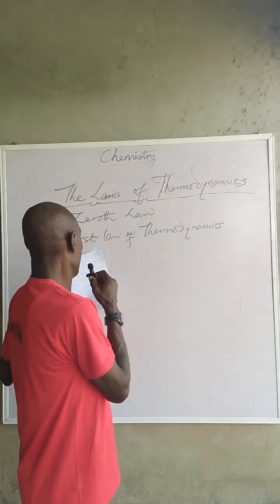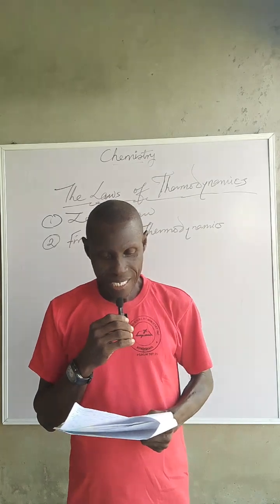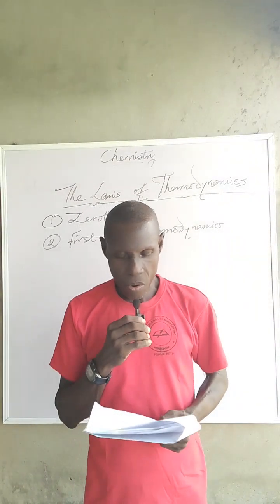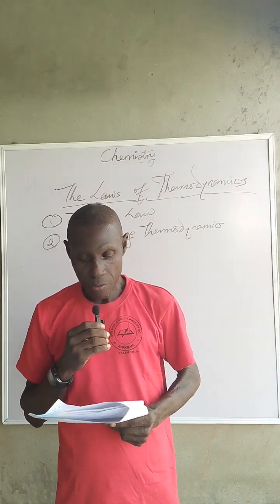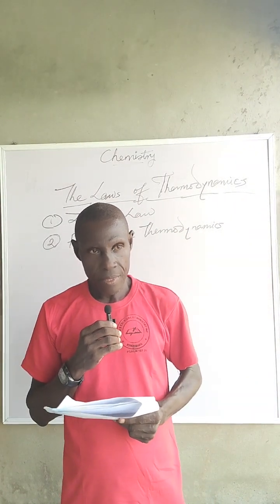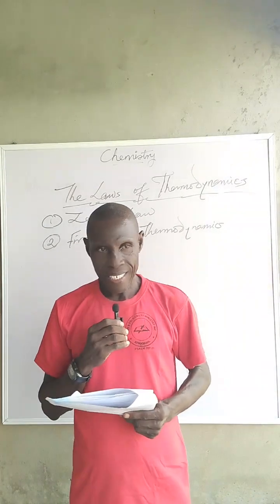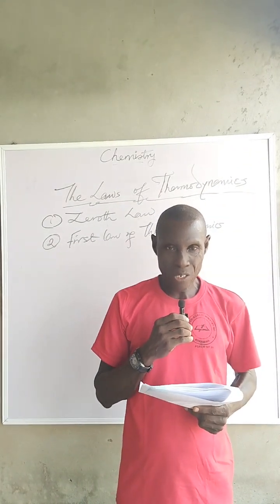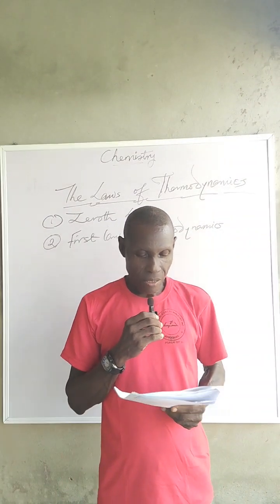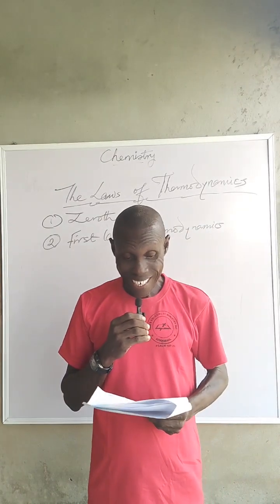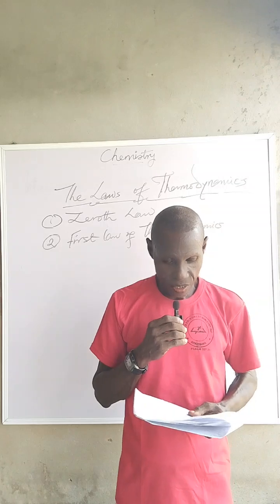The second one is now the first law of thermodynamics. The law states that energy cannot be created or destroyed, but can only be converted from one form to another. The law states that energy cannot be created, cannot be destroyed, but can only be converted from one form to another. So there are various sources of energy, but our main interest in this chapter is the energy that is associated with chemical reactions.